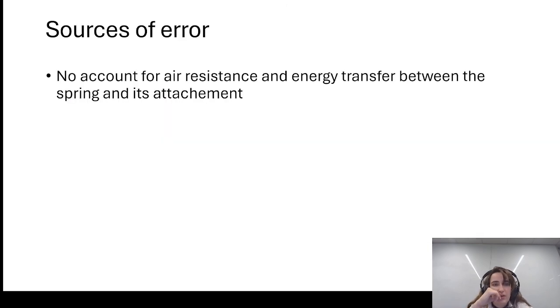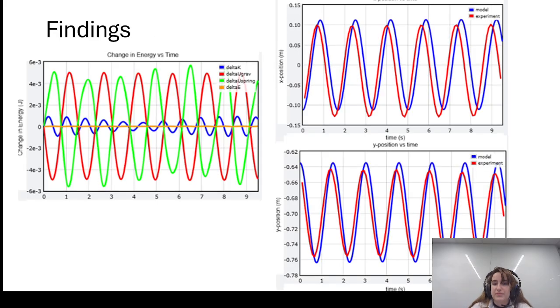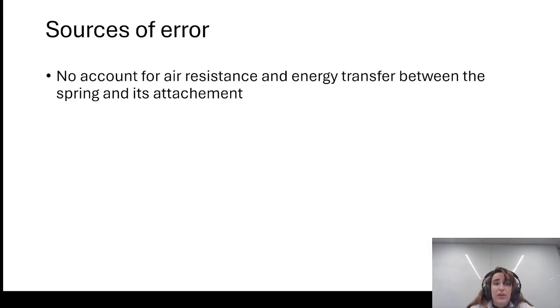So, sources of error. That could possibly be because we see from the graphs that the model and experiment are not really matching. They're really close, but not really. The amplitude is usually larger for the model, and it's all a bit off. So the sources of error are possibly no account for air resistance and energy transfer between the spring and its attachment, so we lose energy.